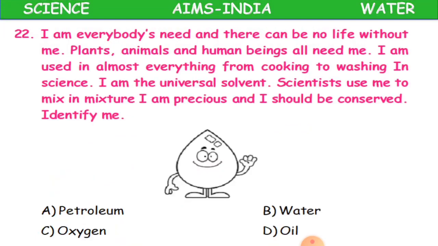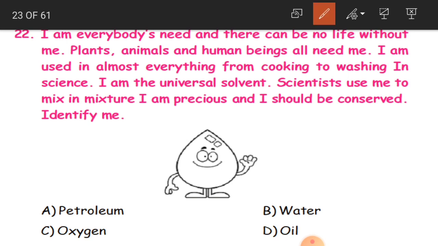Clear, children? Now we'll go on with the 22nd question. I am everybody's need and there can be no life without me. Plants, animals and human beings all need me. I am used in almost everything from cooking to washing. In science, I am the universal solvent. Scientists use me to mix in mixtures. I am precious and I should be conserved. Identify me. So it is very easy for us to identify this. Now children, what is it?